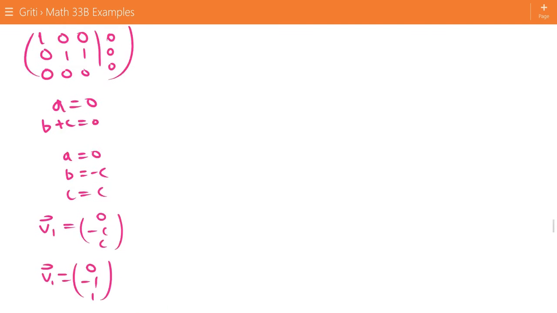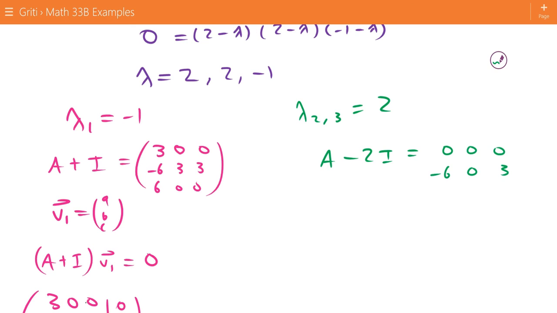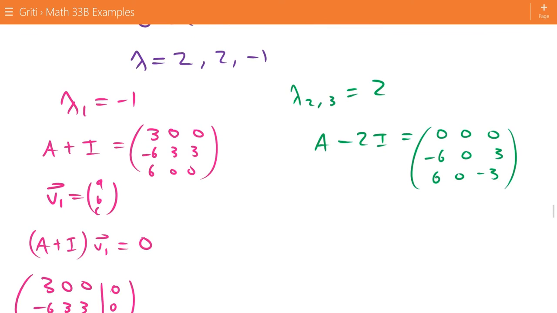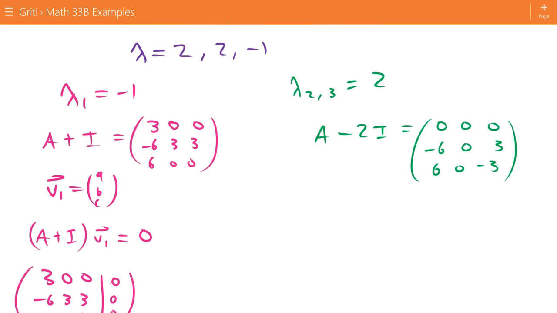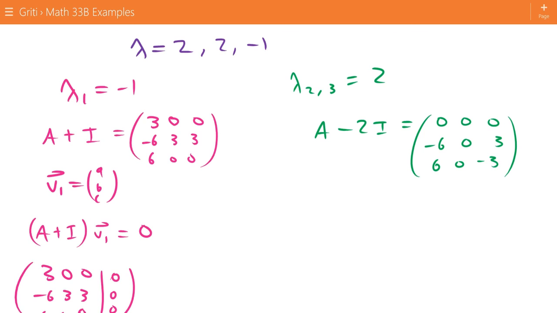So now we go to our repeat eigenvalue, which is 2. So lambda 2 and 3 equal 2. And that means you have to consider A minus 2I. So this is equal to [0, 0, 0; -6, 0, 3; 6, 0, -3]. Oh, negative 3 there. And this better have a null space of dimension 2 to ensure that we have 2 eigenvectors, or that the geometric multiplicity of this eigenvalue is equal to the algebraic multiplicity, which is 2.